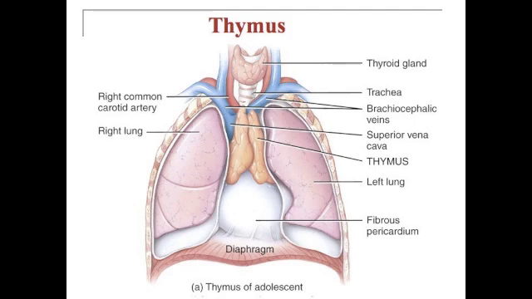So this is figure 22.5 on page 853, and we can see the thymus. They're situated medial to the lungs. The bilobed thymus is largest at puberty, and then the functional portion atrophies with age.